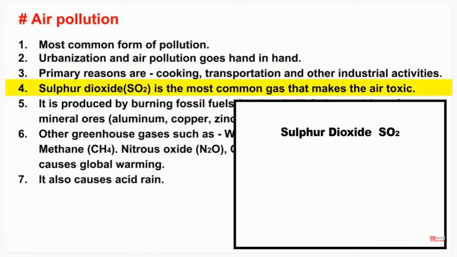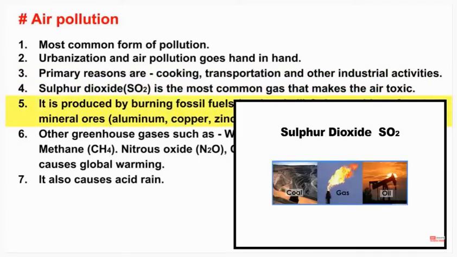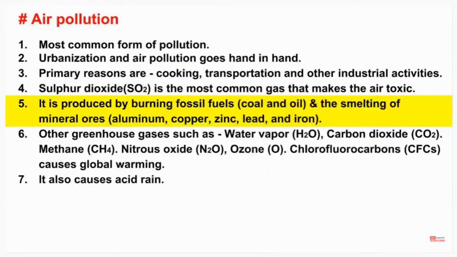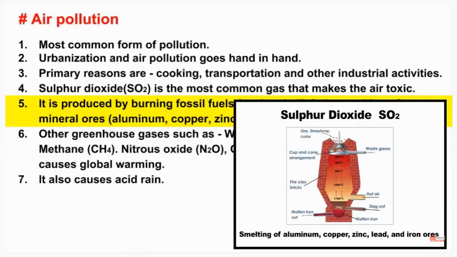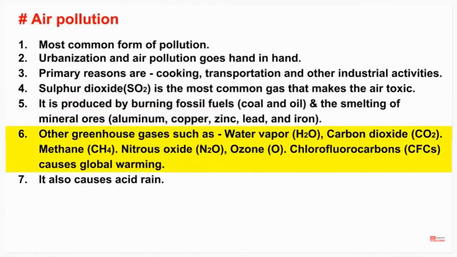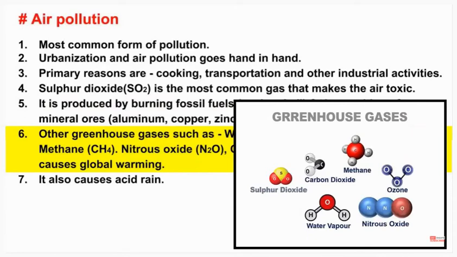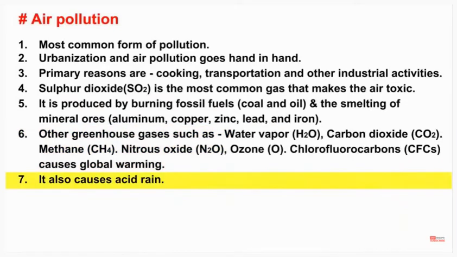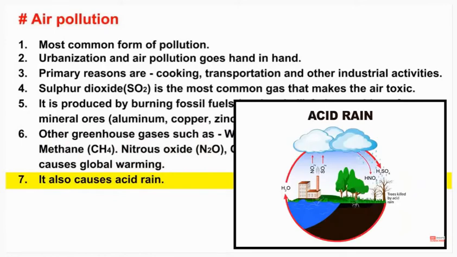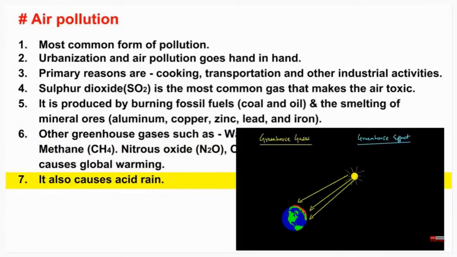Sulfur dioxide is the most common gas that is making the air toxic. It is produced from the burning of fossil fuels like coal and oil, and the smelting of mineral ores like aluminium, copper, zinc, lead, and iron. The release of sulfur dioxide and other greenhouse gases into air causes global warming and has the capacity to cause acid rain.